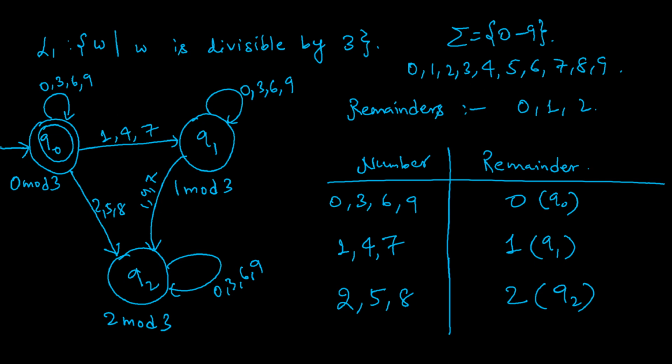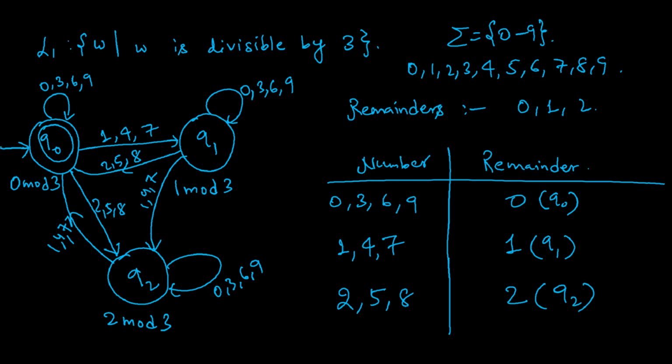When you are at Q1, the remainder is 1. And if you see 2 or 5 or 8, where should you go? You should go to Q0, because then it will be divisible by 3. When you are at Q2, the remainder is 2. So when you see 1, 4 or 7, it will be divisible by 3. So you will go to Q0.